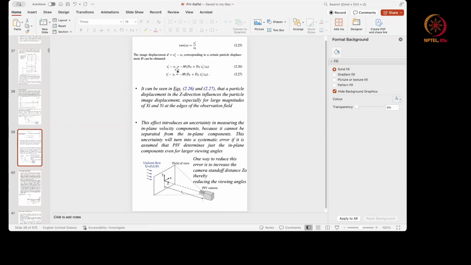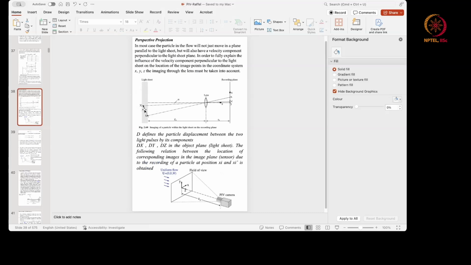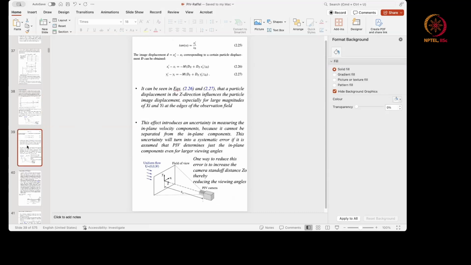So in other words, xi minus xi prime is given as follows, where capital D is the actual particle displacement. It is a magnification factor multiplied by these quantities. You can see there is an xi displacement and a yi displacement, both on the image plane. They correspond to the actual particle displacement modified by the magnification factor and the out-of-plane particle displacement, which is the component of the particle displacement perpendicular to the light sheet. It can be seen from these two equations, 2.26 and 2.27 from Markus Raffel's book, that the particle displacement in the z direction influences the particle image displacement. So if the particle moves in the z direction, it influences the actual image displacement that happens in the x and y plane.